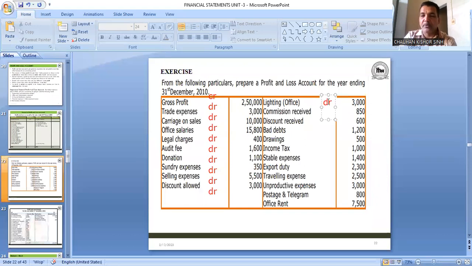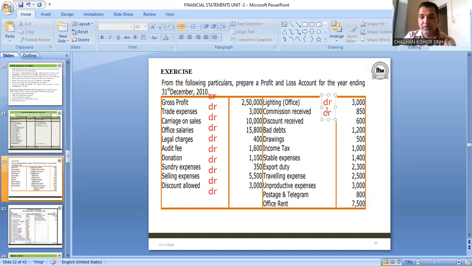Then commission received. As I told you, apart from sales, any type of income received, any type of income from investment received, that will be an indirect income and it will be recorded on the credit side of the profit and loss account. So it will go on the credit side.